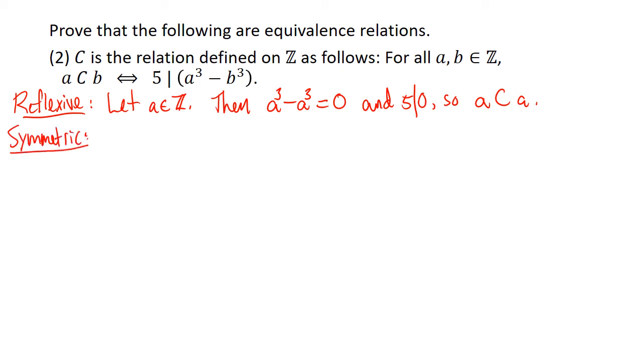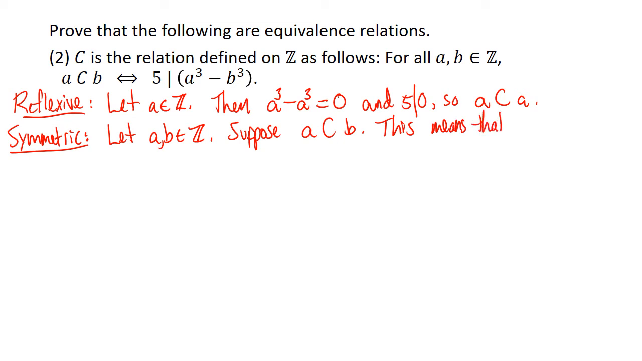And now the symmetric property. So for this one, I need to let there be 2 integers. So I'll call them a and b. And I'm going to suppose that they are related to each other in the first order. So suppose a is related to b by C like that. And then I'm going to show that b is also related by C to a. So this assumption here means that 5 divides a cubed minus b cubed, like that.